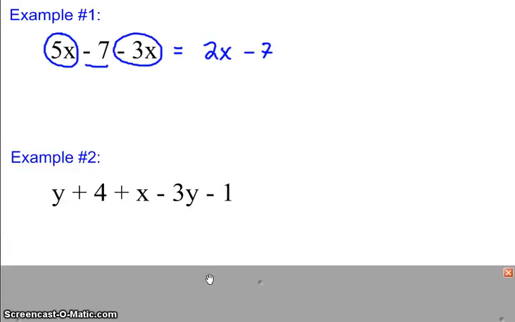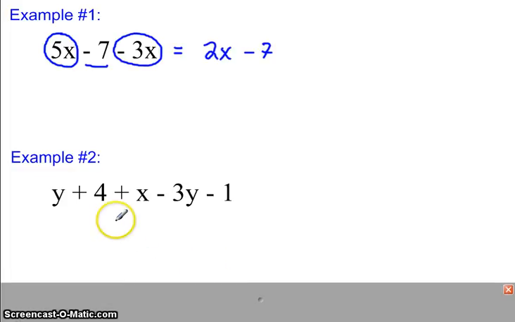Another example. Example number 2. y plus 4 plus x minus 3y minus 1. I'll start with the y's. I guess this time I'll circle the y's. And I've got a negative 3y here. We do have x's. So I guess I will triangle this x here. And that's the only one.